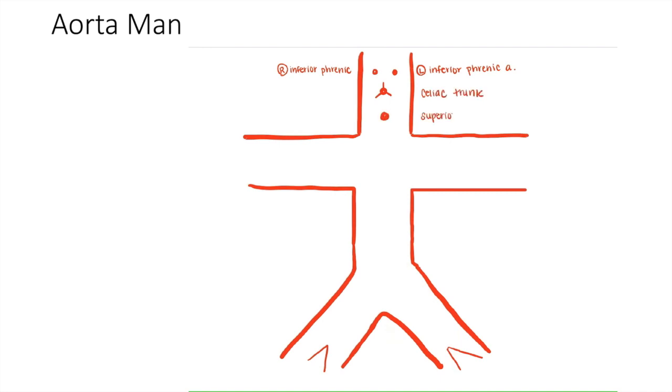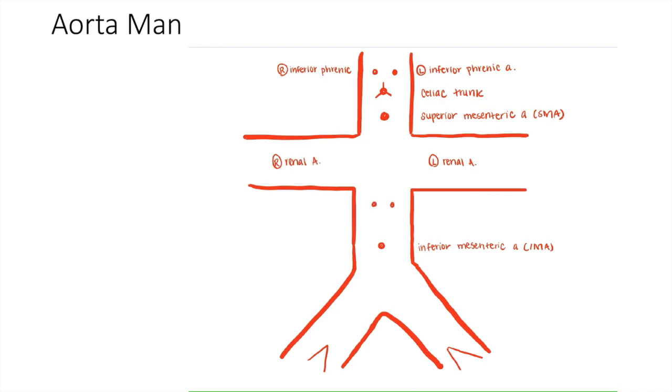Our mouth is going to be the superior mesenteric artery. That's going to be our SMA. If we have an SMA, we're going to have an IMA. So our belly button is our inferior mesenteric artery, IMA. The next thing we're going to draw is our arms. So that's going to be our left renal artery and our right renal artery.